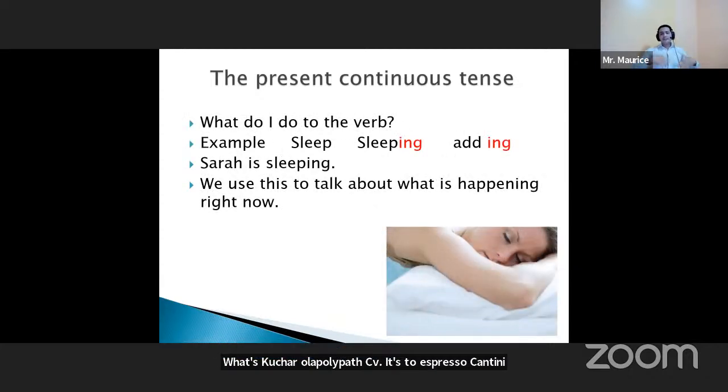Take a look. Básicamente es esto. Lo que hacemos con los verbos en este tiempo de present continuous es añadirle el sufijo ing, como sleep, sleeping. We add the suffix. So we have the example, Zara is sleeping. Tenemos otro concepto relacionado al present continuous. We use this to talk about what's happening right now. Lo utilizamos para describir o hablar sobre lo que está sucediendo ahora, en este momento.